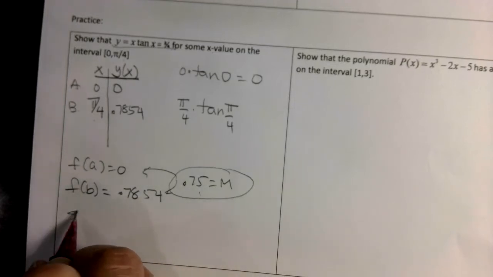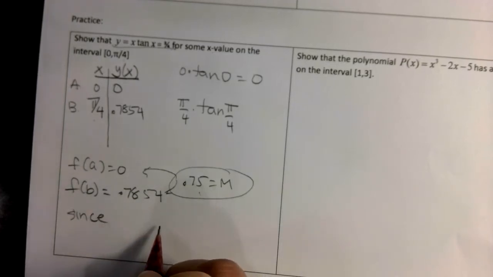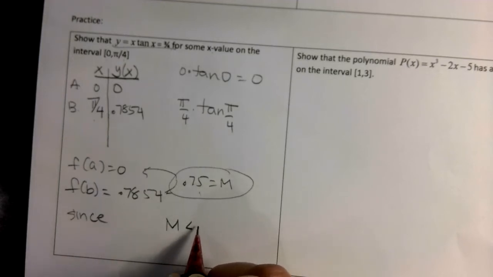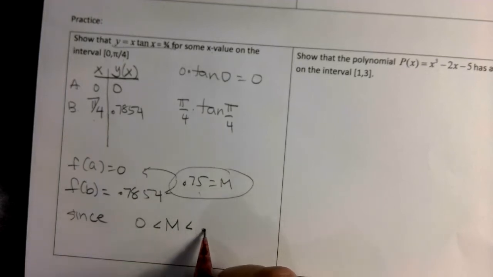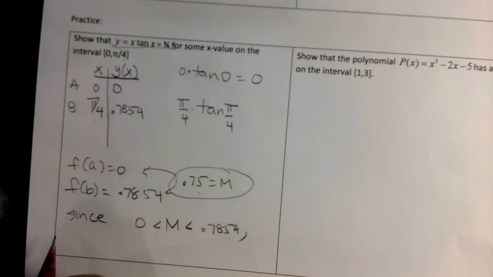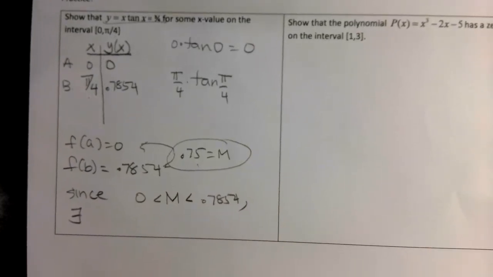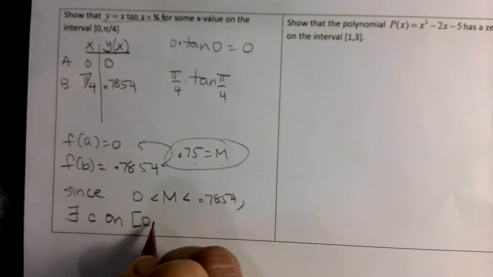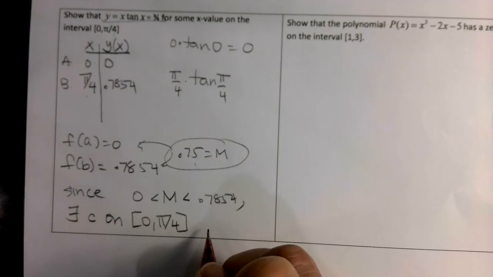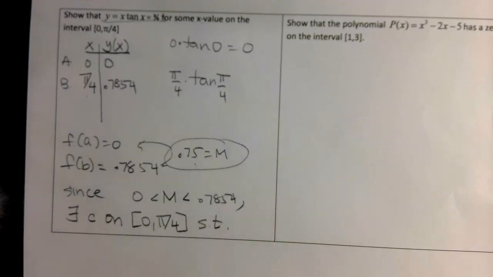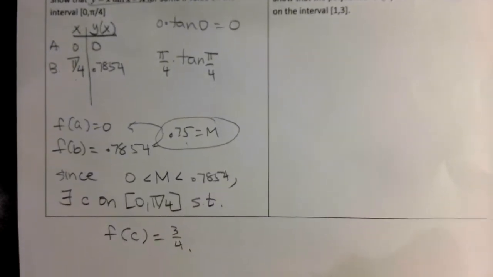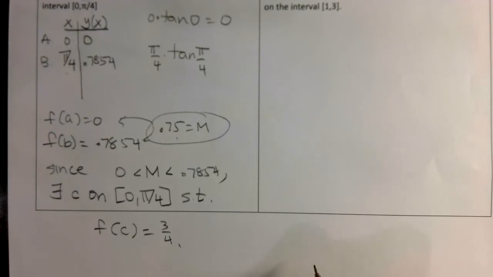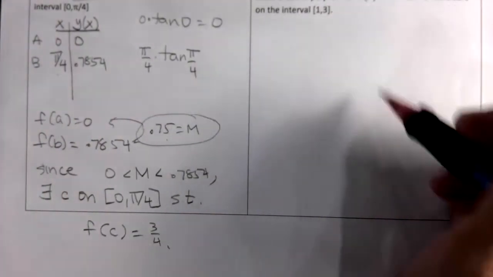Right, so since m is between 0 and 0.7854, there exists a c on that interval 0 to pi/4 such that f of c equals 3/4. Okay. Intermediate value theorem. So now let's use it to show that a polynomial has a 0.